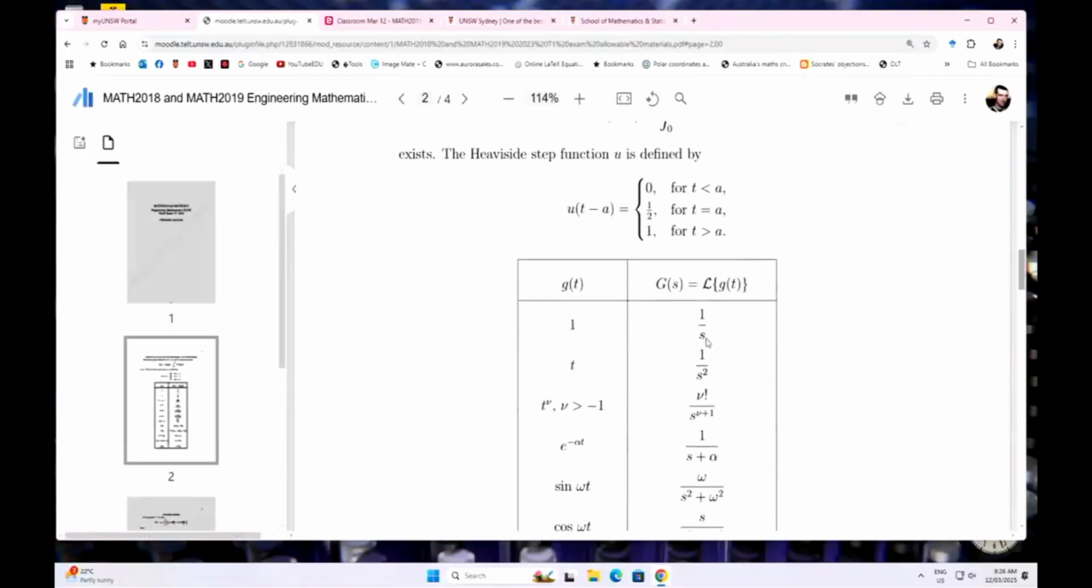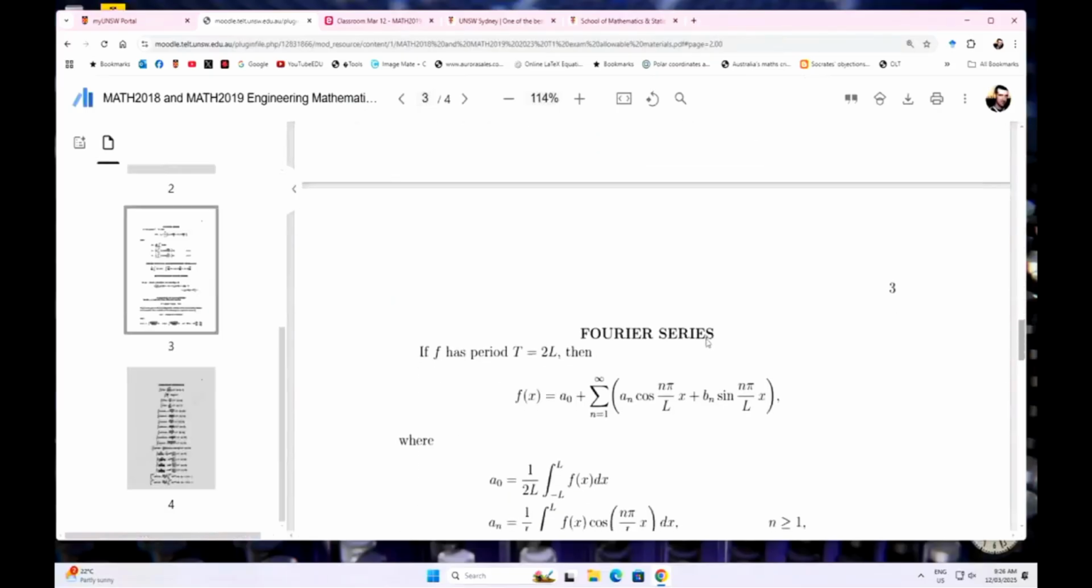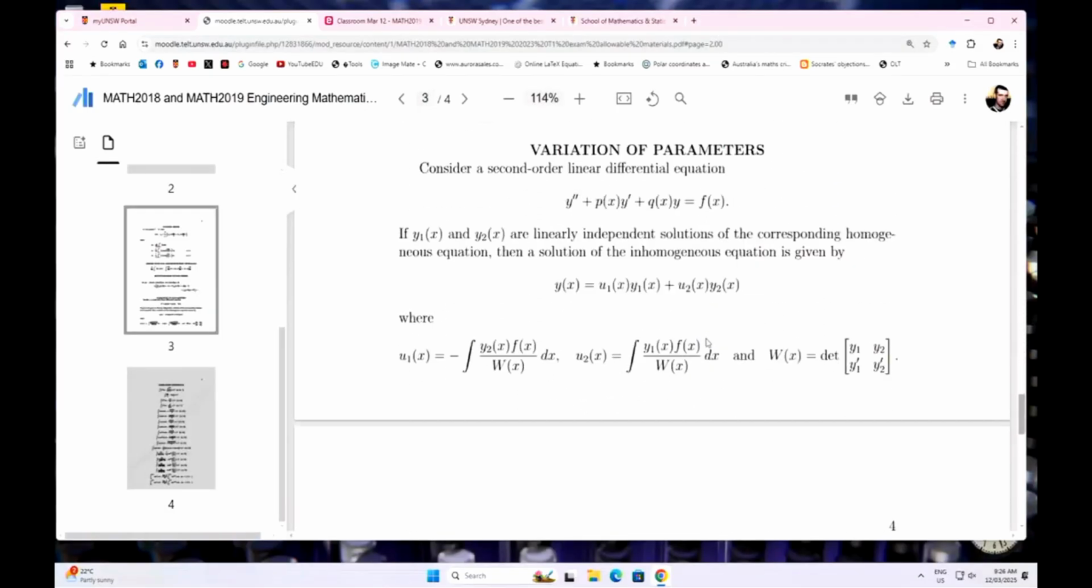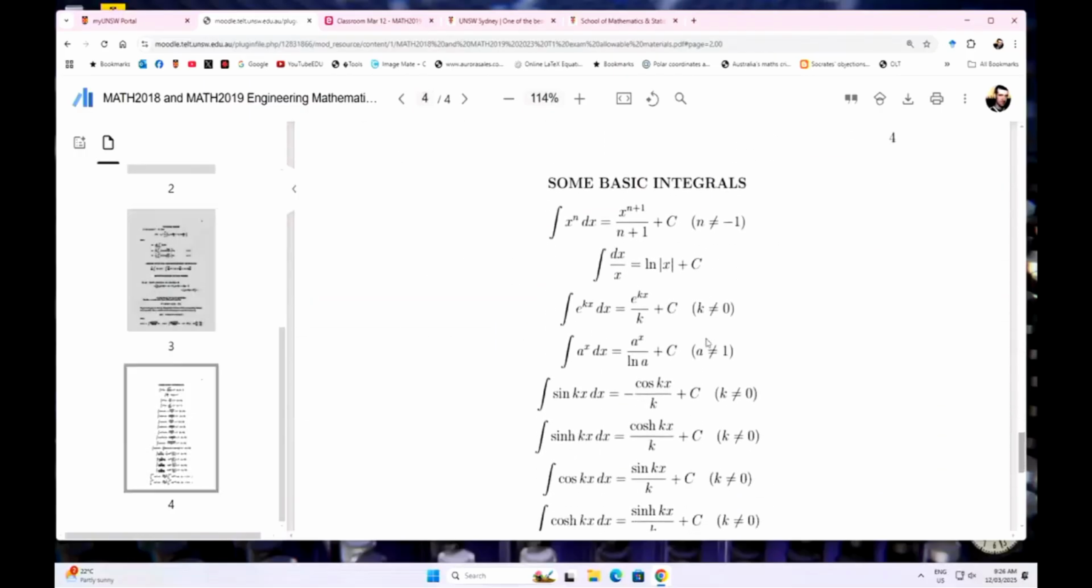Okay, Laplace transforms, we're going to see those. Fourier series, we're going to see those. Leibniz rule, variation of parameters, and basic integrals.